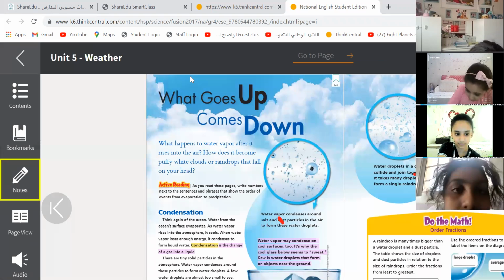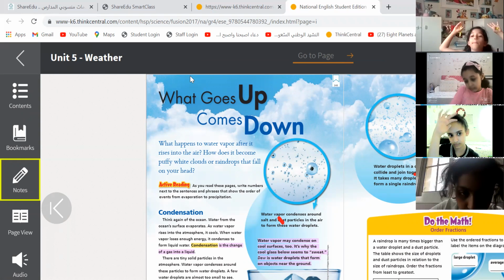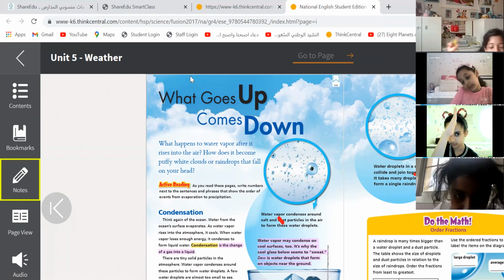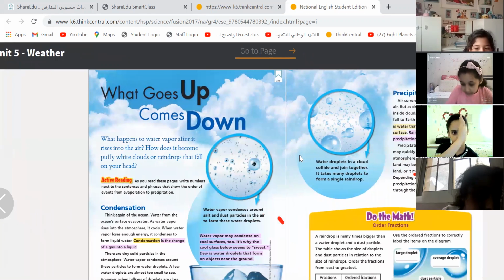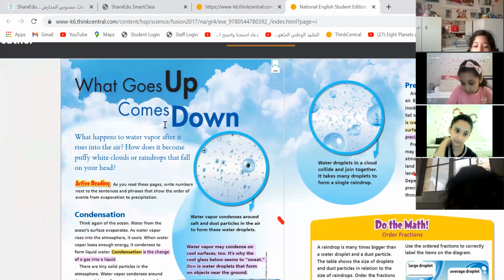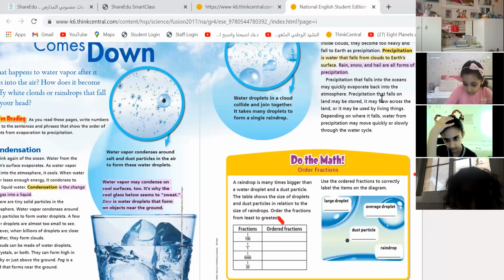So when I ask you what is the process that turns water vapor to liquid, is it condensation or precipitation? Precipitation. No, it's condensation, because condensation is the change of gas into liquid. Precipitation is water falling from the clouds. Okay?